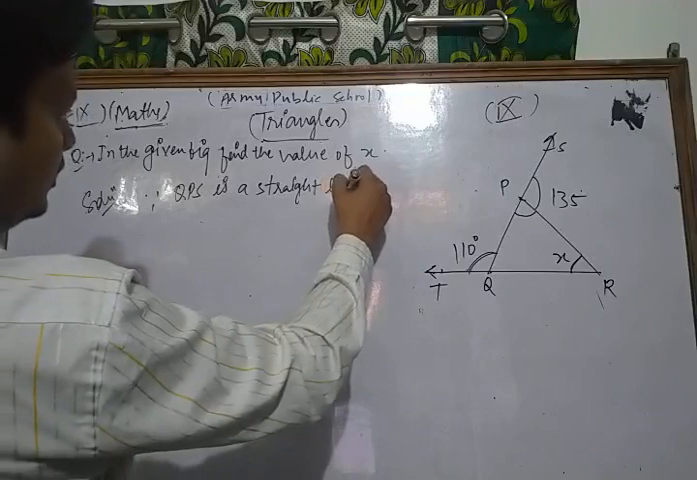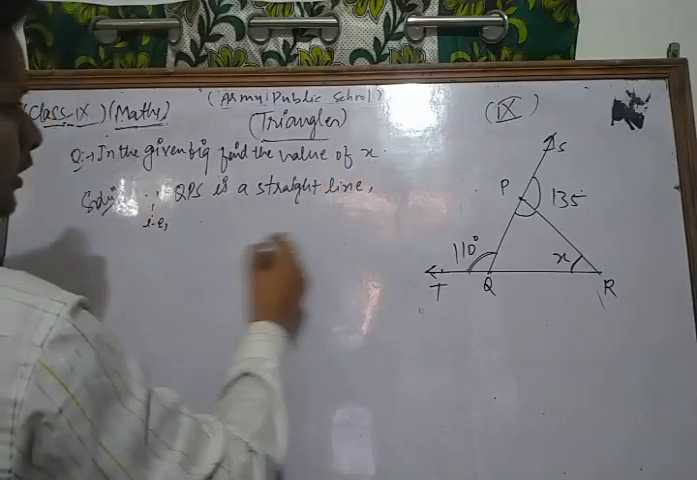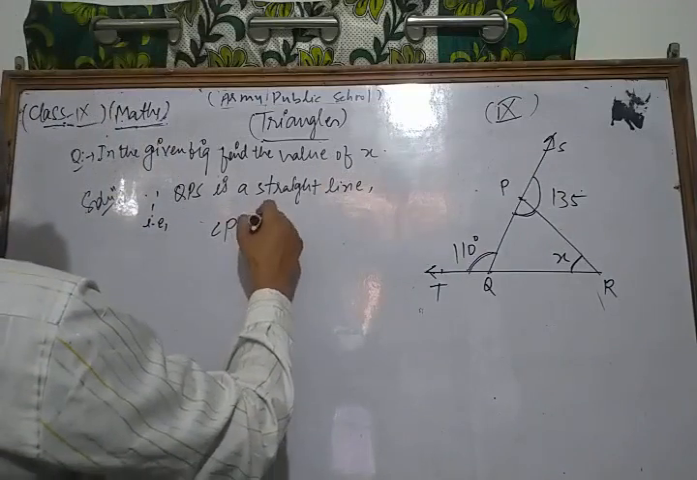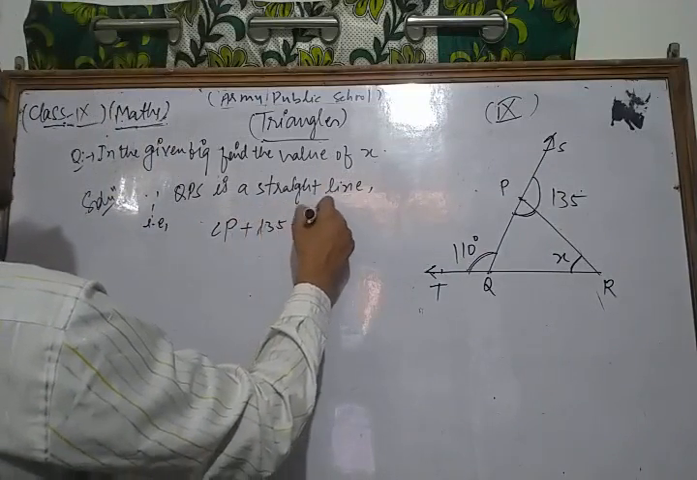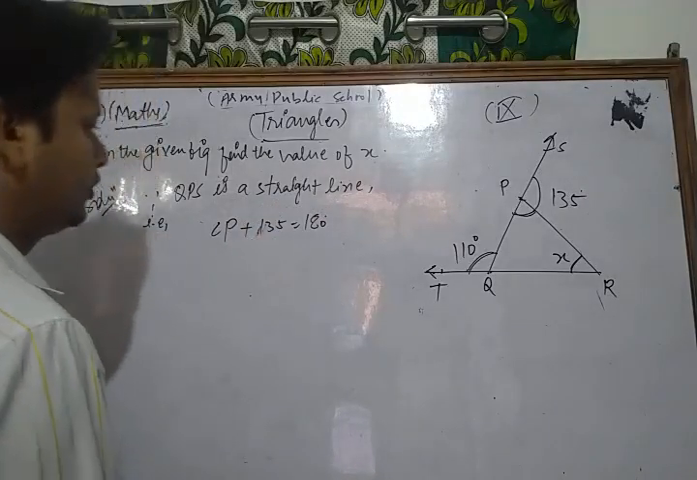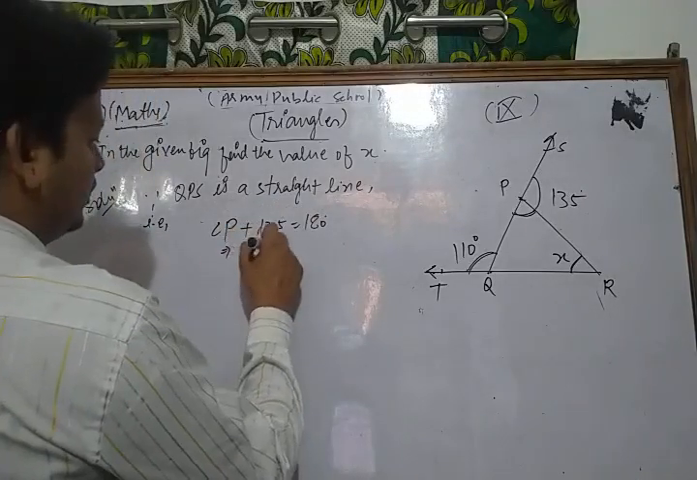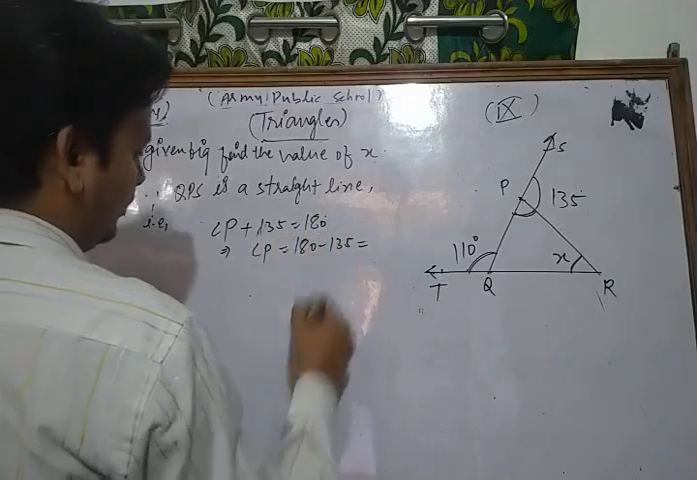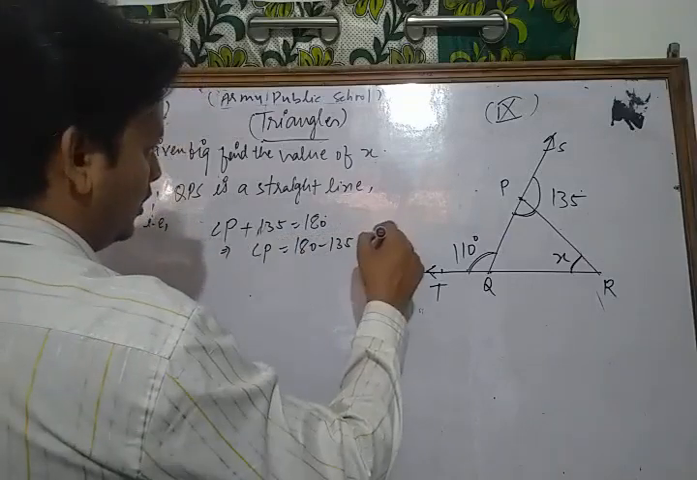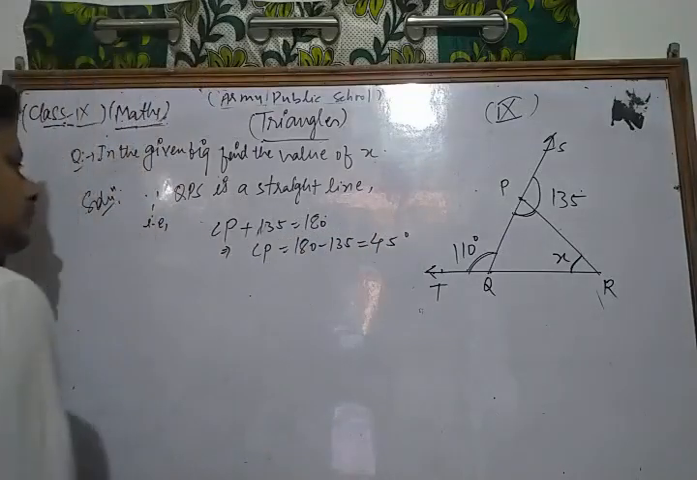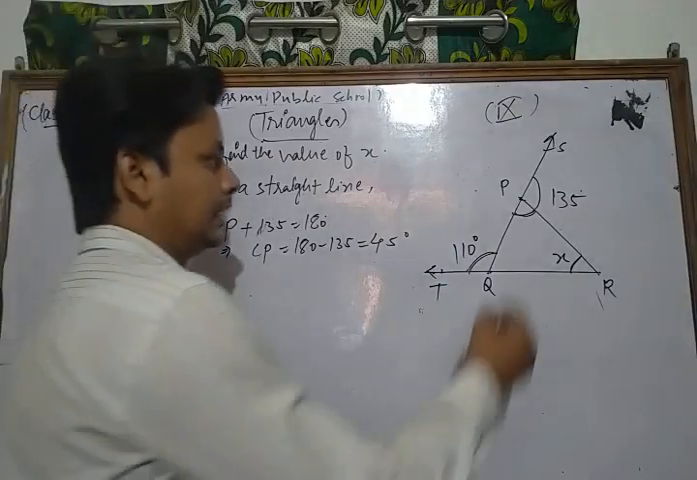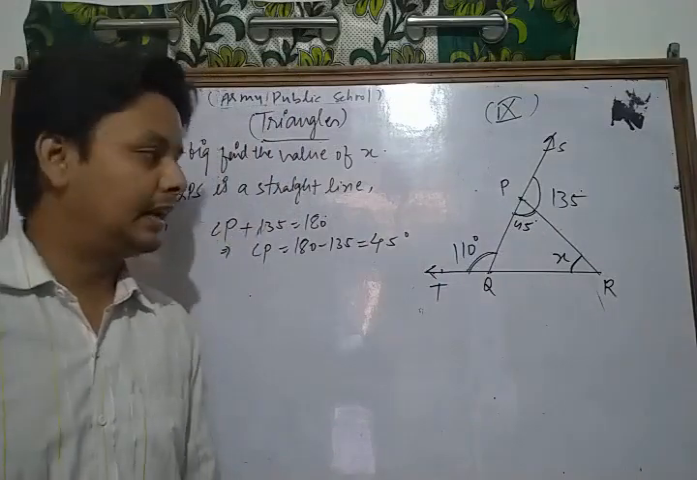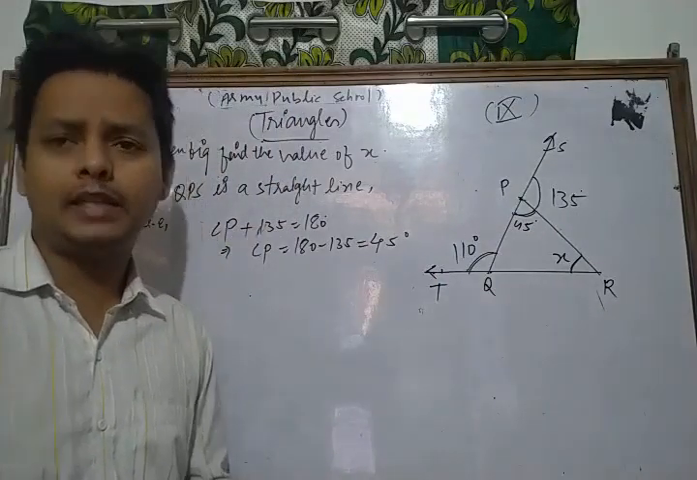Straight line, that is, angle P plus 135 is equal to 180. They form a linear pair. So from there we find the value of angle P is equal to 180 minus 135, which is 45 degrees. So in this way, angle P is equal to 45 degrees. Now in triangle PQR we apply the exterior angle property.